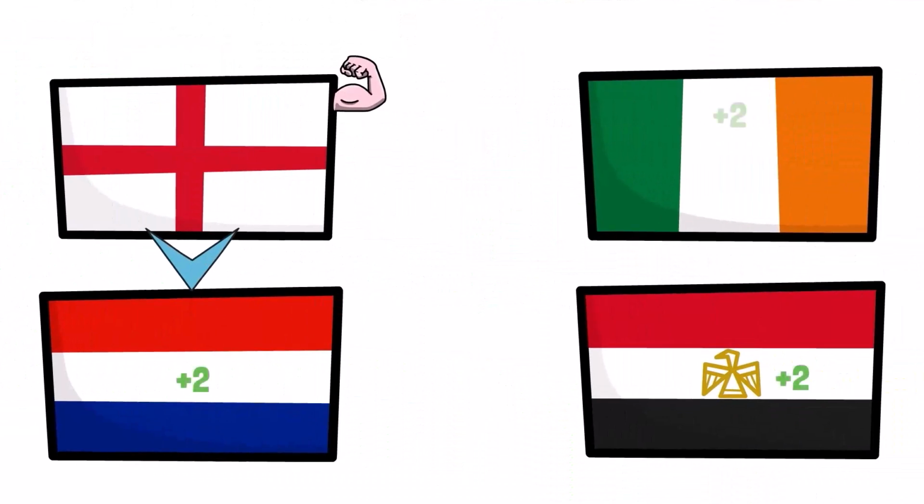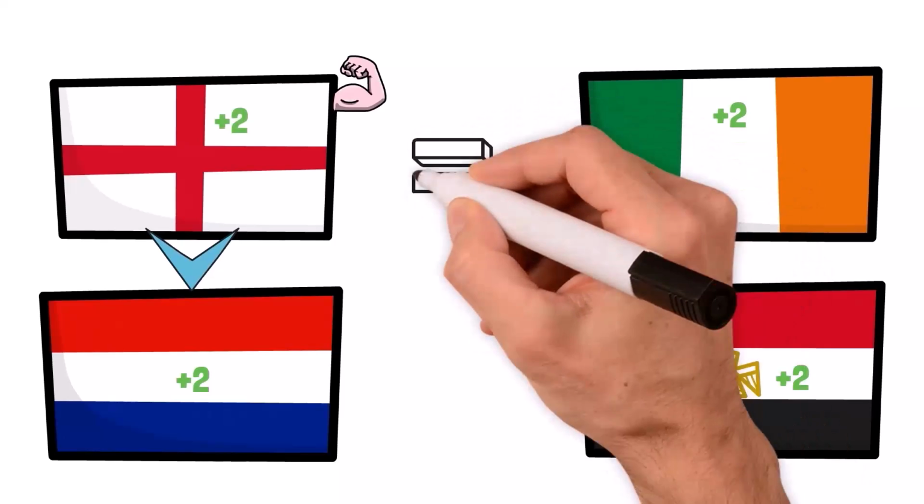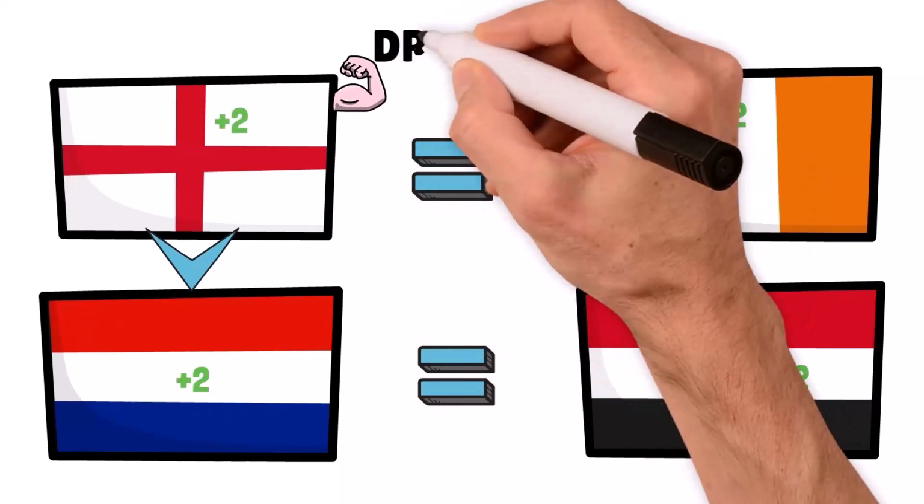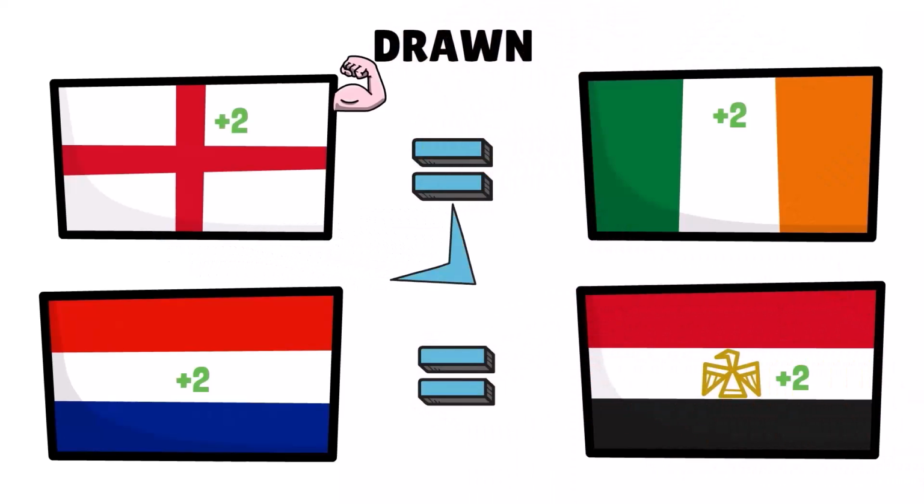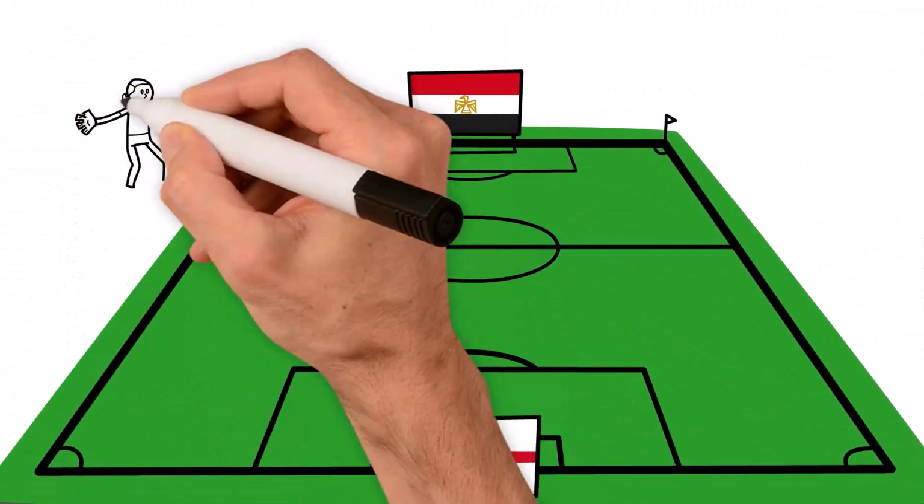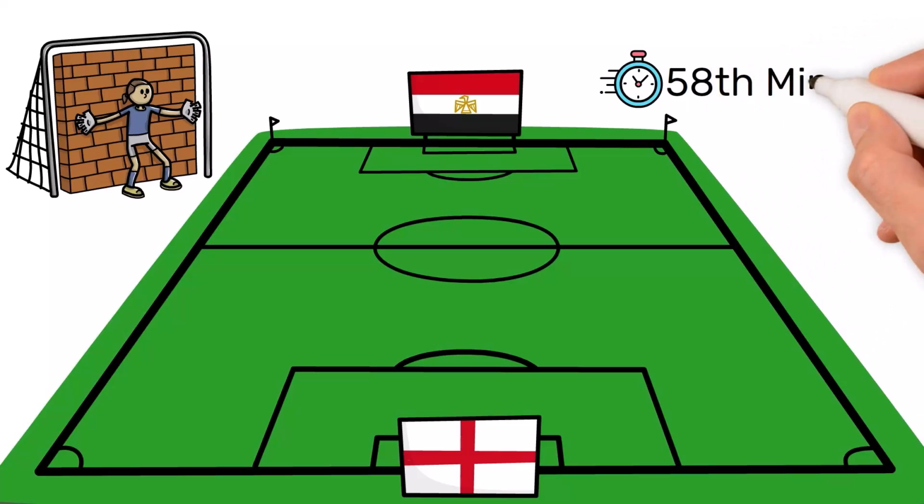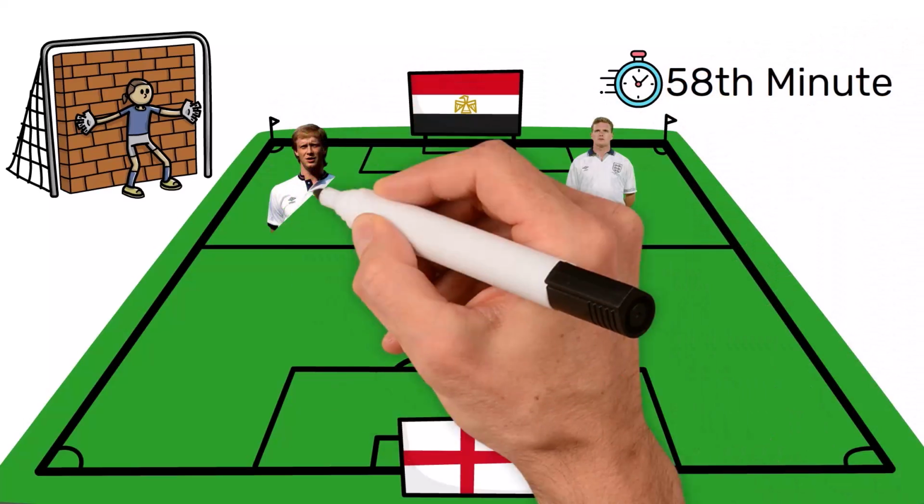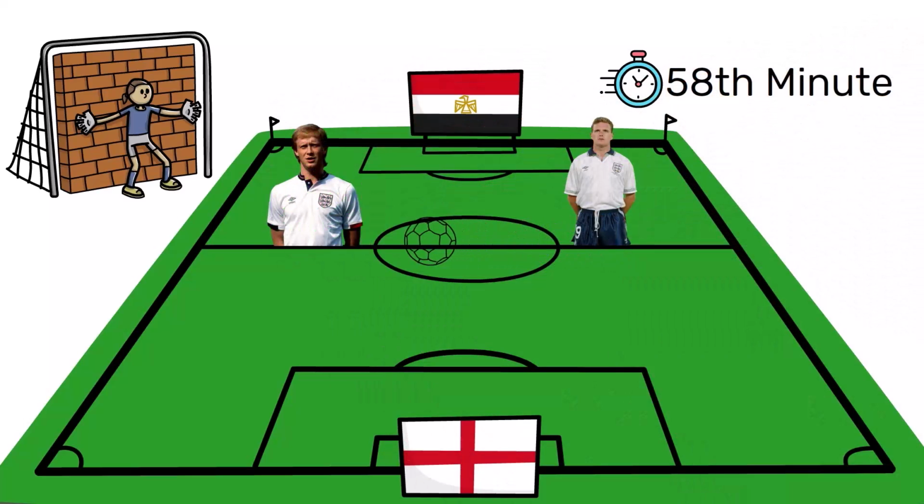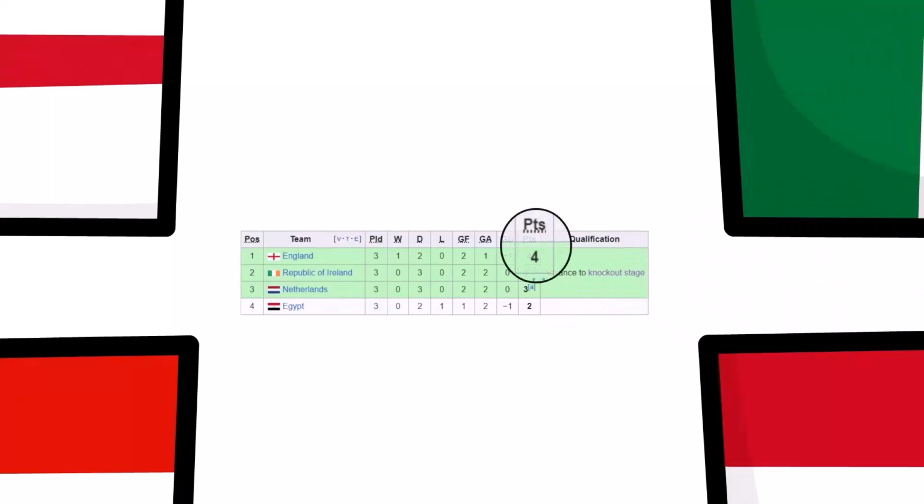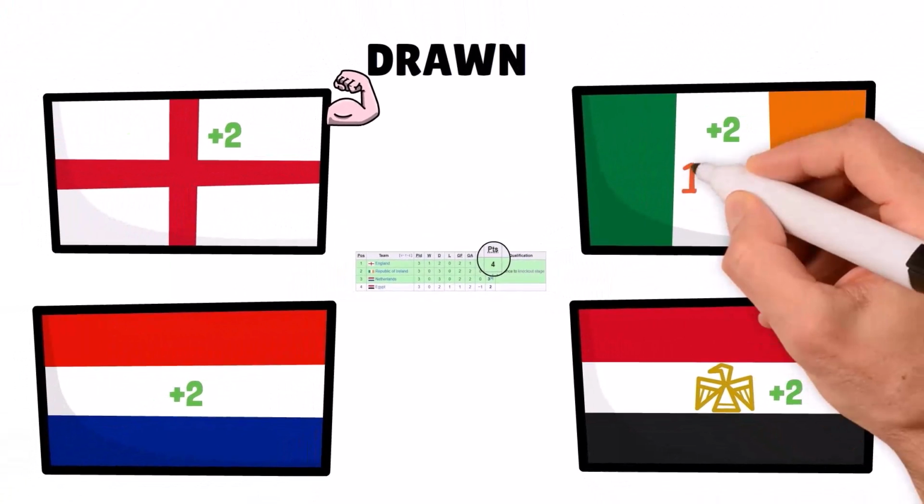Remarkably, going into the final games, all 4 teams were on 2 points. All 4 games had been drawn. England faced Egypt in their final match. The game was largely cautious. England would finally break through in the 58th minute. Gascoigne whipped in a ball from a free kick out wide that Mark Wright headed in to give England a 1-0 win. England finished top of the group with 4 points after Ireland drew 1-1 with the Dutch.